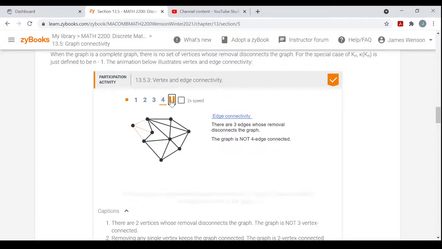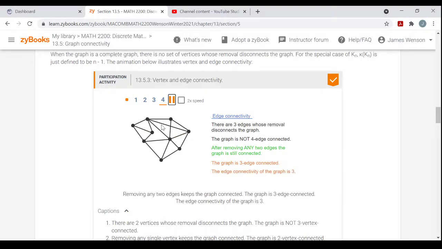So let's play this more. And it says here, after removing any 2 edges of the graph, it is still connected. So you see they go around here. Now, they don't show you all of them, but if you removed any pair of edges, take out any 2 of these, the graph will still be one connected component. It'll still be a connected graph. So if you remove any pair of edges and it's still connected, then they call it 3 edge connected.